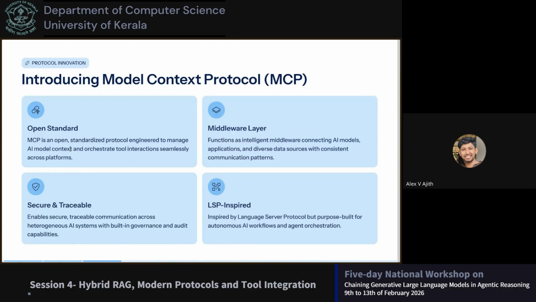It's an open standard protocol engineered to manage different AI models with different contexts across different platforms. It's a middleware layer, which means you don't have to know about the middleware. It's just how data is represented when it's transferred from the LLM to a knowledge base and from the knowledge base to the LLM. It's secure and traceable, meaning the data is encrypted.